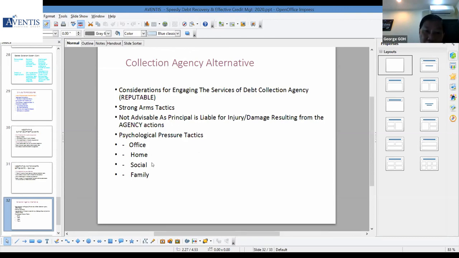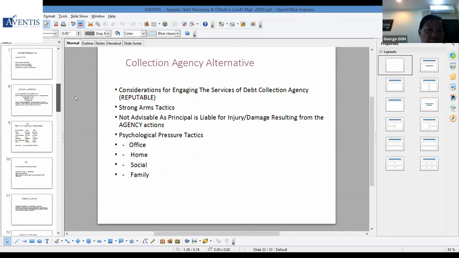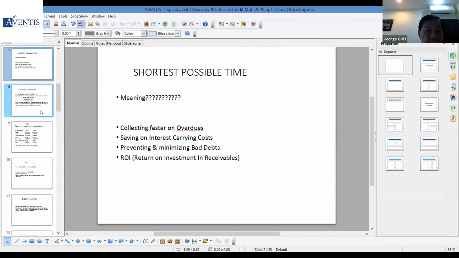Then of course, social. When the debtor goes to a golf game, they will just follow and at the appropriate time they'll talk to them to pay. Right. So then family attack, how do they attack the family? All this will be discussed in the so-called course workshop.